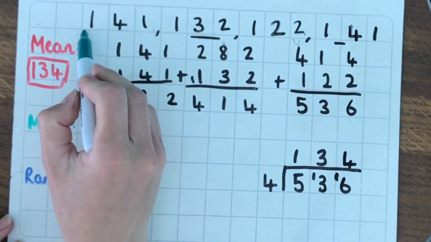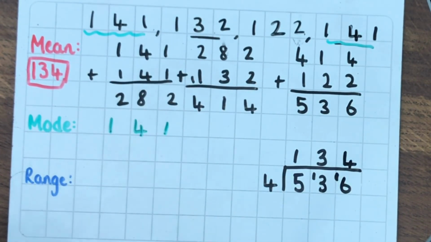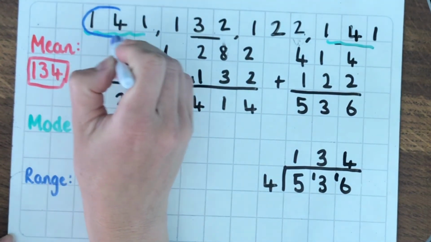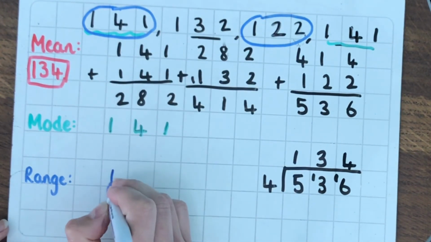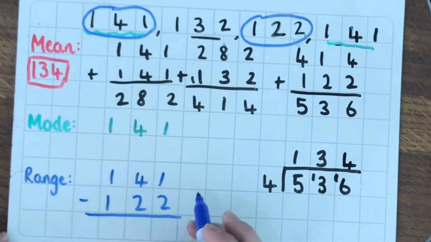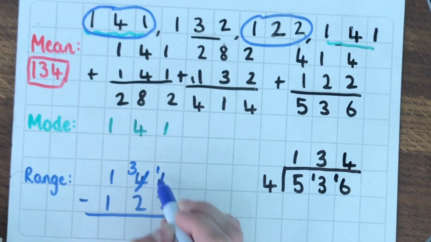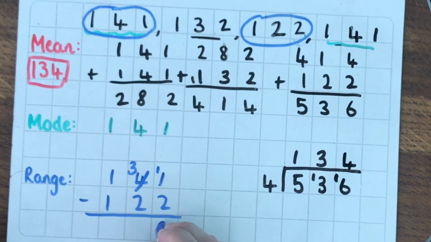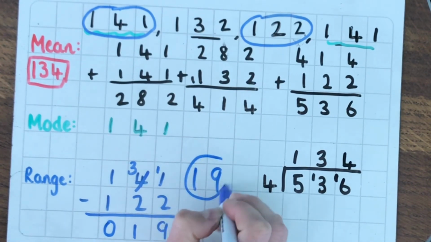For your mode, the most common number, okay, so you can see that 141 is there twice, so it's the most common number. And then for your range, you're looking for the largest, which is 141, take away the smallest, which is 122. So again, if you want to use your formal method, I'll just show you how to write it out. Okay, so 1 take away 2 you can't do, so you're going to go to your tens column, bring a 10 over. 11 take away 2 gives you 9, 3 take away 2 gives you 1, 1 take away 1 gives you nothing. So your range for that group of numbers is 19.